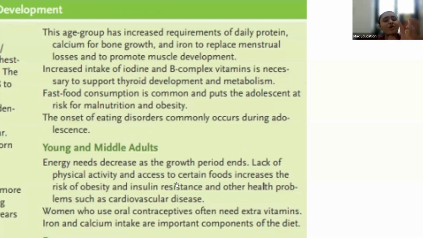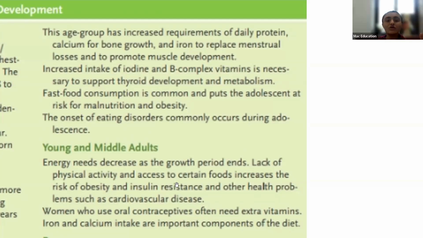Fast food consumption is common and puts the adolescent at risk of malnutrition and obesity. In adolescents also, fast food consumption is very common. So because of that they are at risk of malnutrition and obesity. So you have to take care of this also.